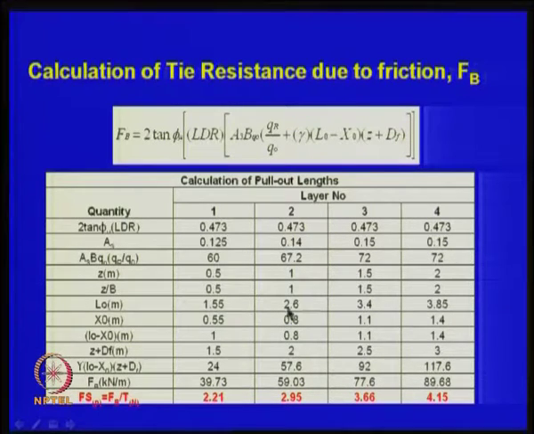You can see the other one, which is L naught. L naught gives you the length of the reinforcement actually. L naught is 1.55 meters here for the first level, for the second level the reinforcement length is 2.6, the third one is 3.4 and the fourth one is 3.85 meters on one side of the foundation. Now, on both sides it becomes twice, like for a 1 meter foundation you have to go for about 3.85 into 2, it is too big, right.